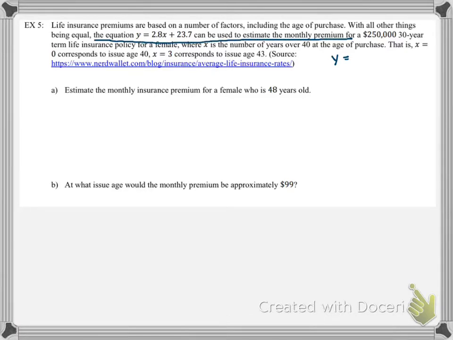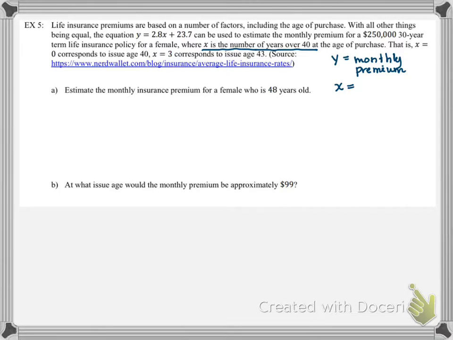the equation can be used to estimate the monthly premium. If it says the equation can be used to find such and such, then the variable that's alone is the one that represents that. So in this case, Y is the monthly premium. So Y equals the monthly premium. And then X equals, here it says X is the number of years over 40.